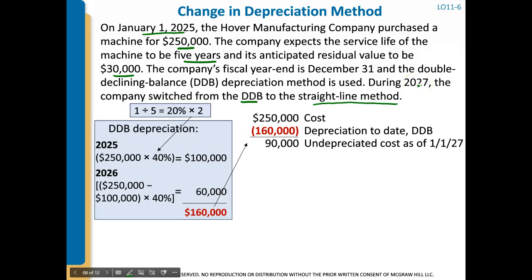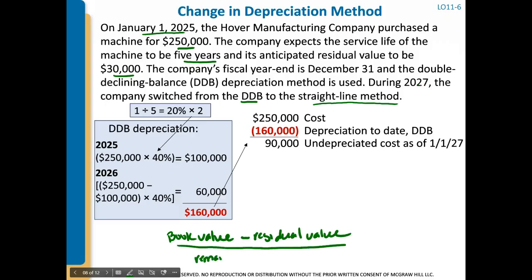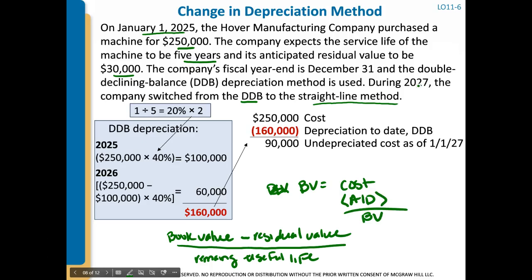The way you do this is, again, you look at your book value on the date of change as your starting point. You're going to need your book value minus your residual value, divided by your remaining years, your remaining useful life. So what's our book value? Book value equals the cost minus your accumulated depreciation. That's what we're calculating here.